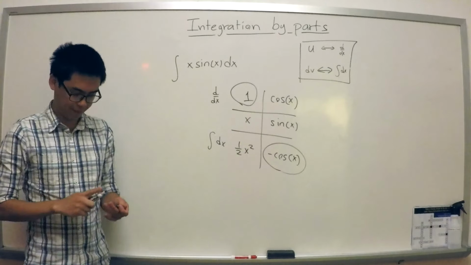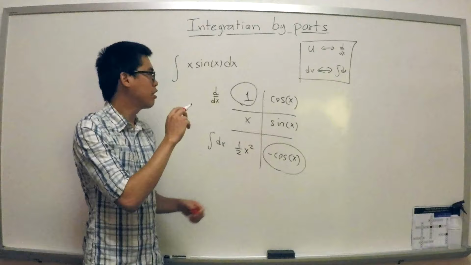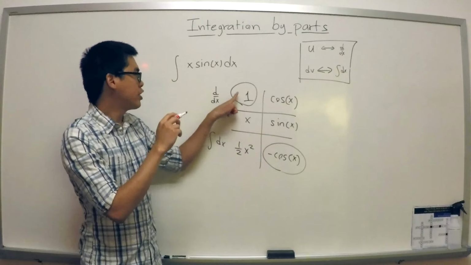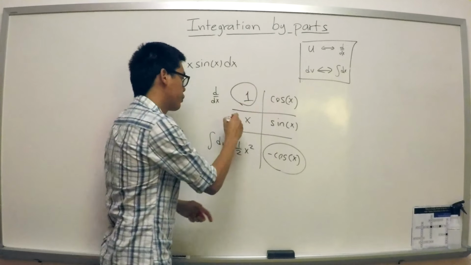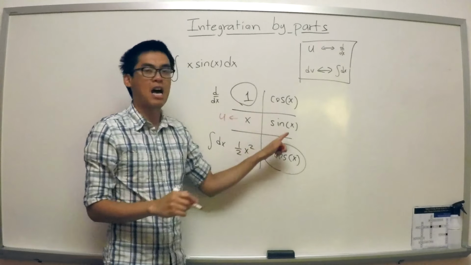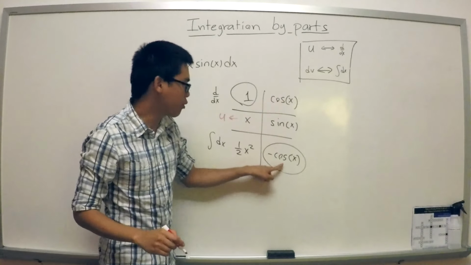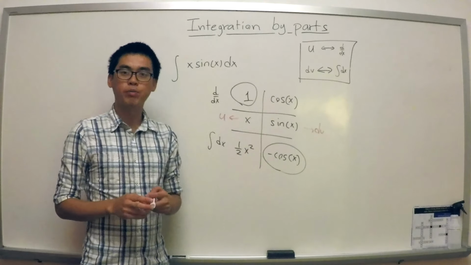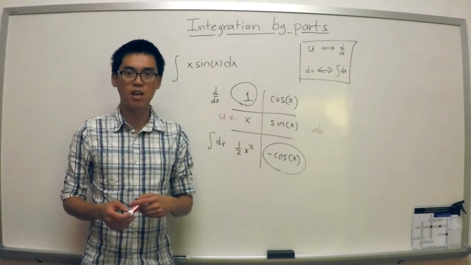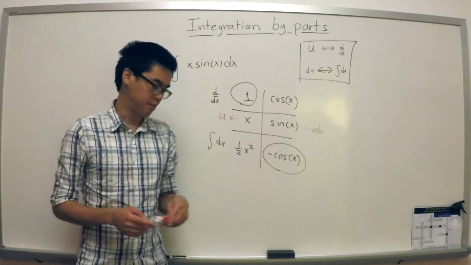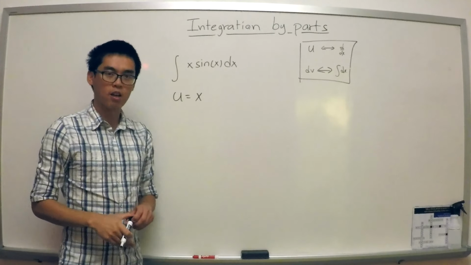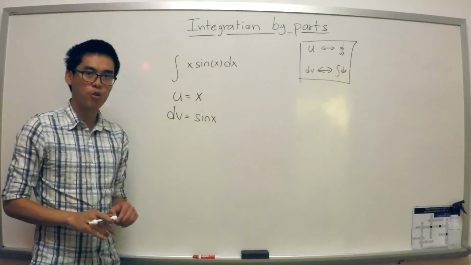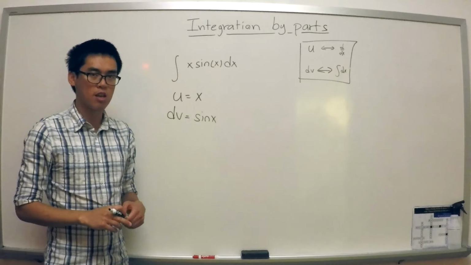So it's going like this. Of course, referring back to the chart, to differentiate, you select that part to be u. Sin of x, you want to integrate it, so you select that part to be dv. Once you have decided which part to be u, which part to be dv, you need to write it down explicitly. So you select x to be u, and you select sin of x to be dv.